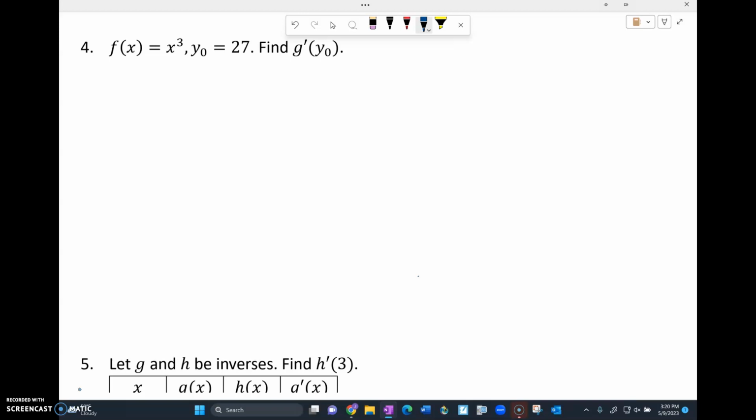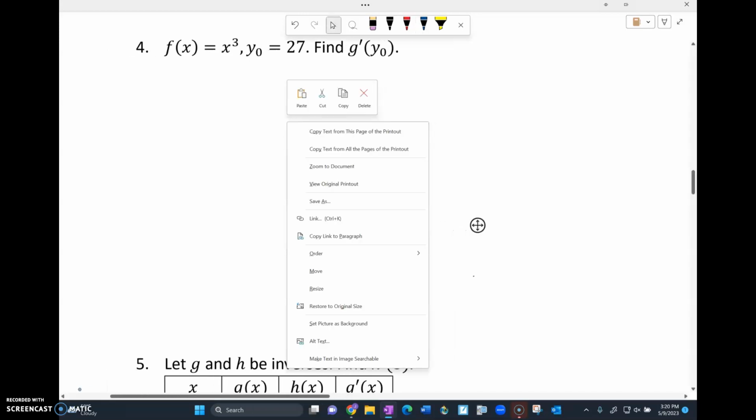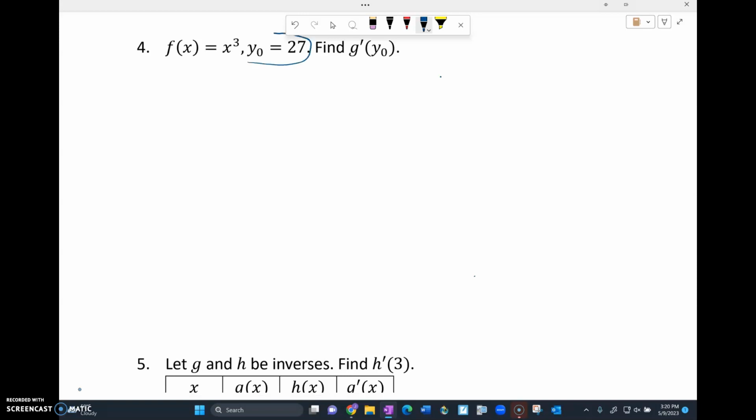So this is different notation that we haven't really seen before, but here we're going to assume, based on this, that y sub 0 is in f. So essentially what that means is that in f we have the point x comma 27, whatever x happens to be, where that's going to be the coordinate. So in g, since it is the inverse, it's going to be at 27 comma x. All right, so that's going to be our setup here.